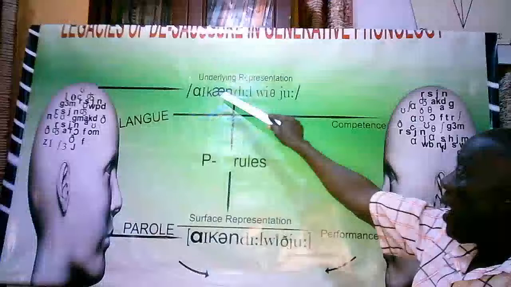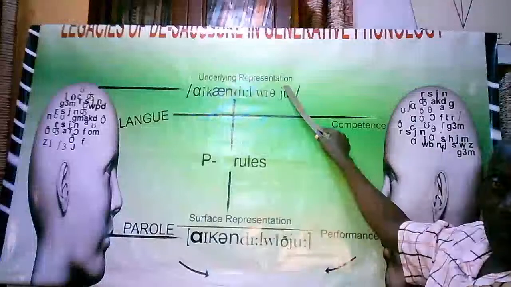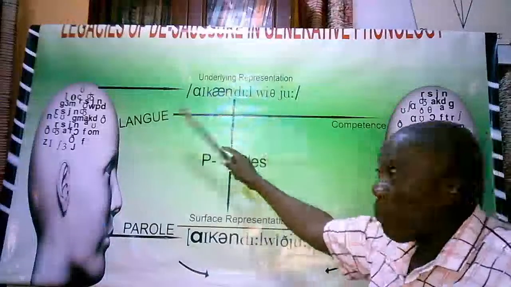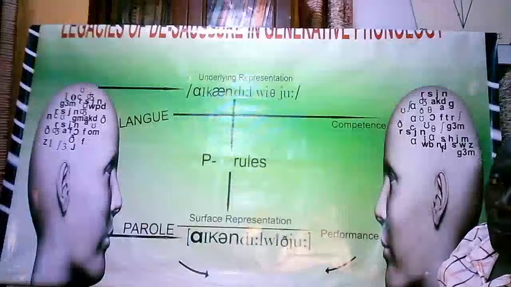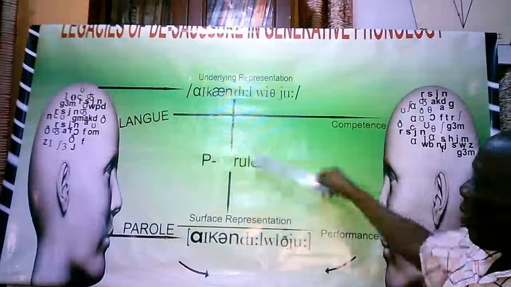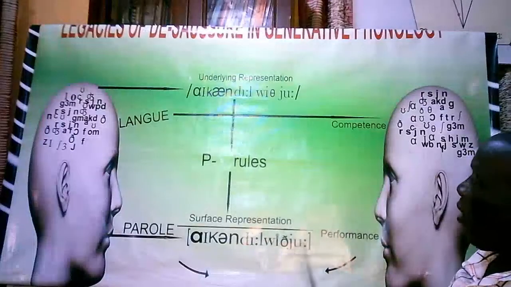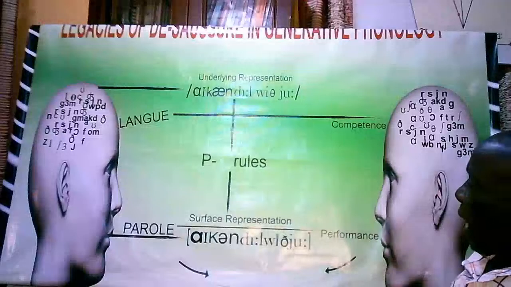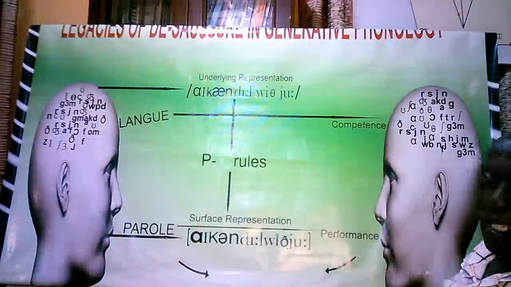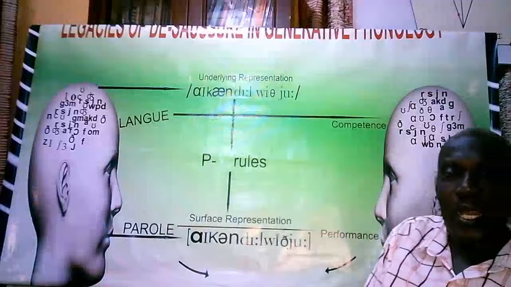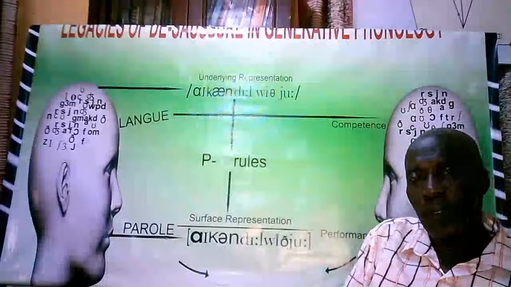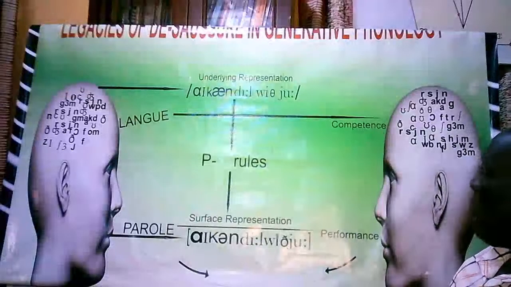So what is in the mind is what we refer to as underlying representation. So you have -ed added to park inside the mind. But by the time you finally bring it out, the occurrence of -ed after a voiceless sound will force that sound to be realized as voiceless. Those are some of the things we want to account for in phonological analysis.